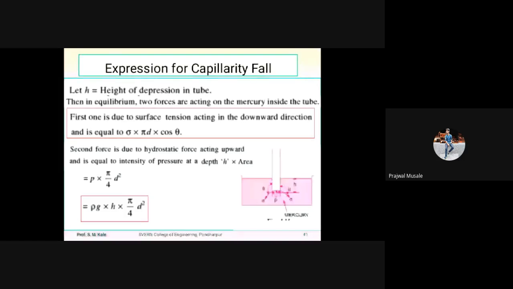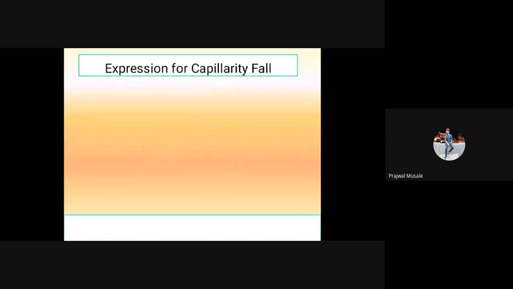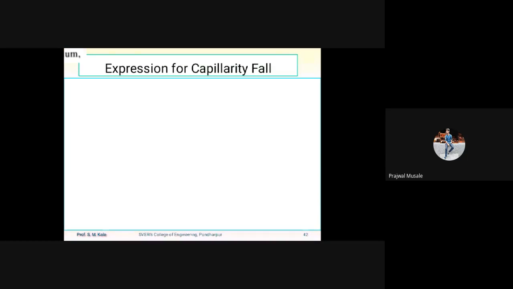So these are the two forces which are acting in case of mercury, or in case of depression of capillarity. Under equilibrium condition, both the forces will be equal. If I equate both the forces, the first one is sigma into pi d into cos theta, that is the surface tension or tensile force acting in the vertically downward direction, and the second force is because of the pressure intensity at a height h, that is rho g h into pi by 4 d square.